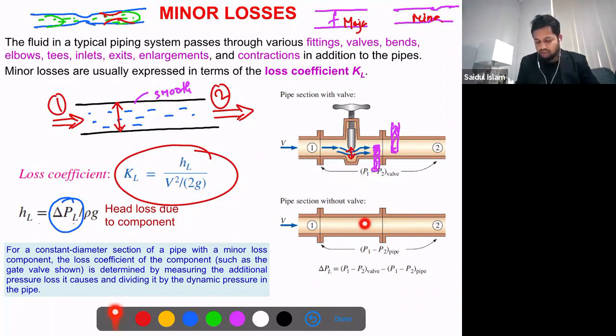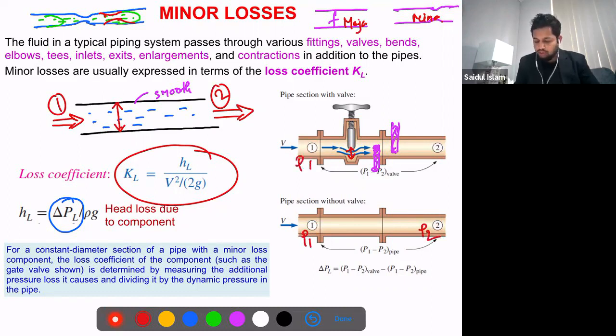We have two systems here. This is without any insert, without valve. This is with valve. Same velocity, same flow rate, same diameter. Everything is the same in this setup. We said this is inlet point 1, outlet point 2. So at the inlet, we'll say the pressure is P1. At the outlet, we'll say the pressure is P2.